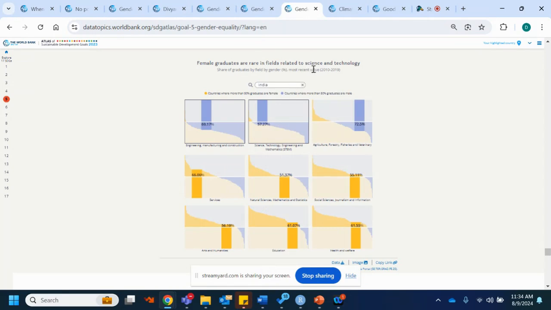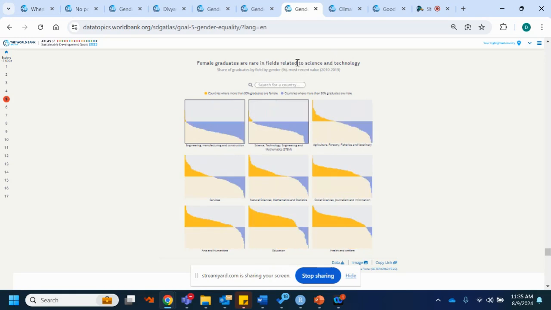And it shows countries where more than 50% of graduates are female and countries where more than 50% of graduates are male. As you can see, for science and technology or the STEM field, blue is prominent, which means in almost all countries, more than 50% of graduates are male. And for some countries, it's nearly all graduates are actually men from the STEM programs.